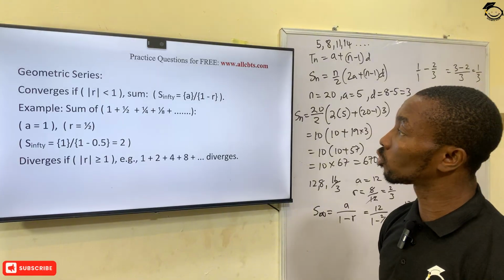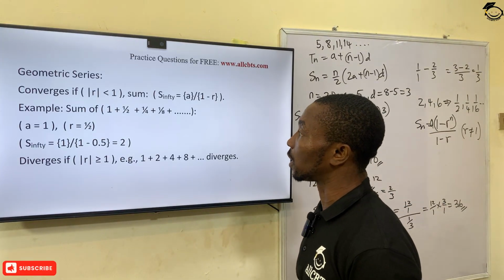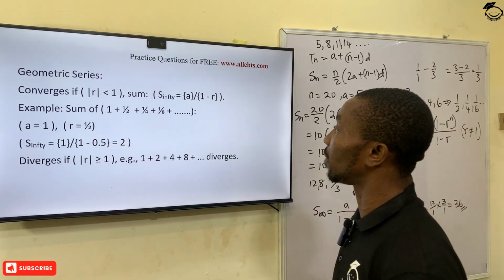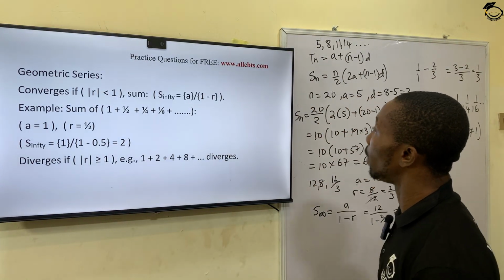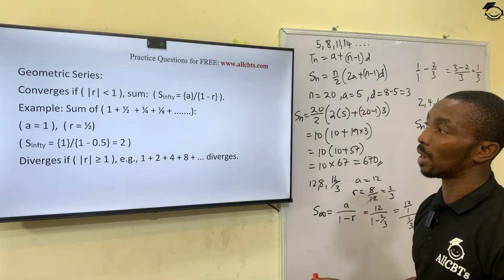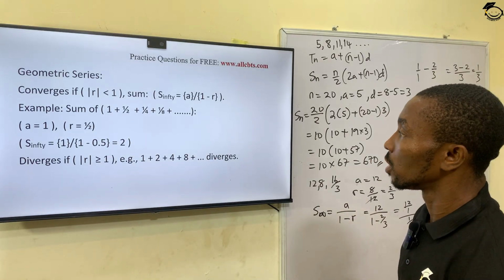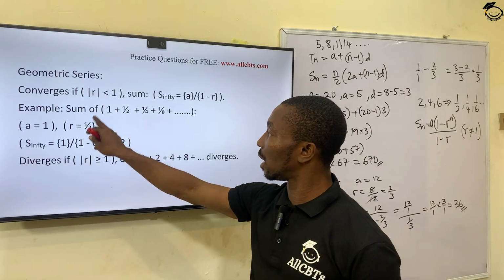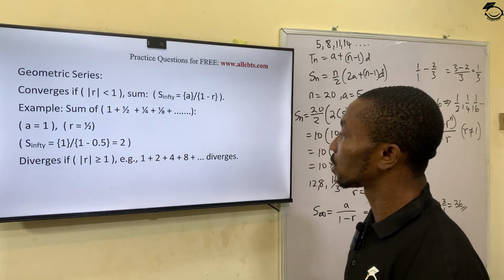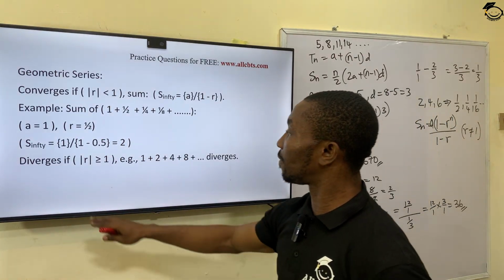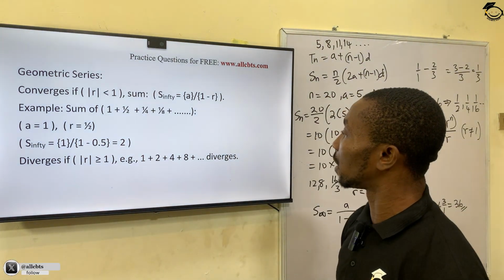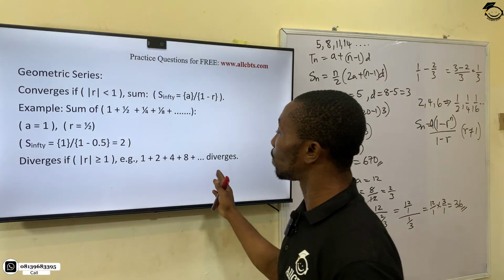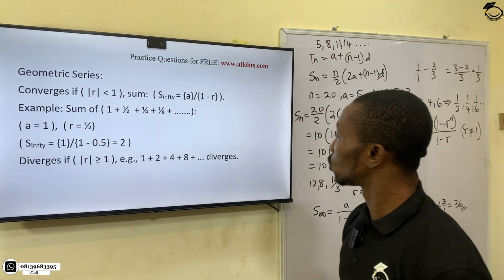Now, for the geometric series, if it's a convergent series where r is less than 1, our sum to infinity would be A divided by 1 minus r, since our r is less than 1. But if it's divergent, where our r is greater than 1, we'll simply add up our terms together.